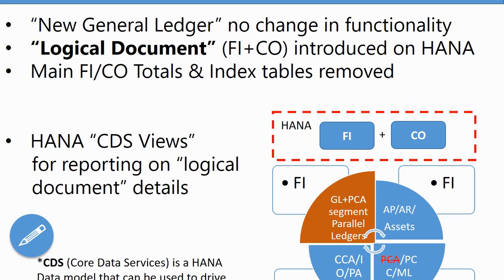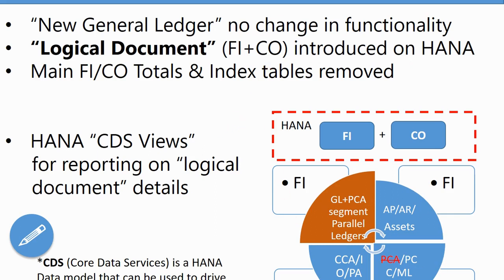So let's now go ahead to the Simple Finance add-on 1.0, the first version that was introduced. So new GL was originally part of the scenario. No change in functionality occurred here, but this logical document was introduced on HANA. And by having this logical document, the main FI and CO totals and index tables were removed. I'll go through that in more detail later, but essentially it meant you didn't need to have GL totals and GL line items in order to do your reporting, because this logical document on the HANA database enabled you to do that.